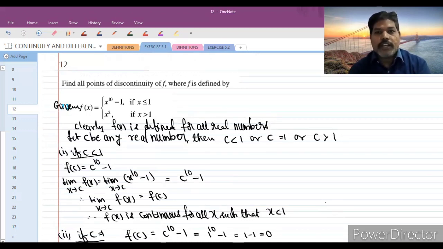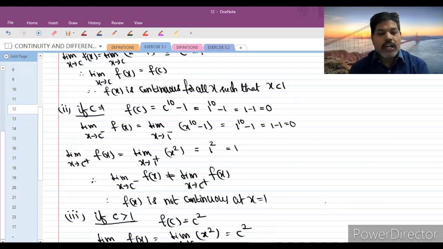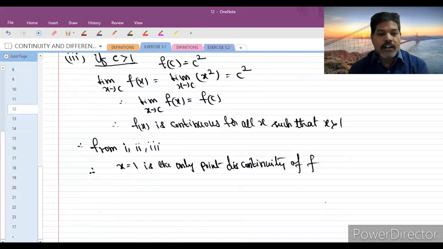Then we take some real number, let c be any real number. Then you will get three cases. What are those cases? c is less than 1, c is equal to 1, and c is greater than 1. All these three cases you have to check. From this one, if x is equal to 1, the function is not continuous. So therefore we can define that x is equal to 1 is the only point of discontinuity of the function here. I understand that. So see that question, students, and practice that question. Okay.